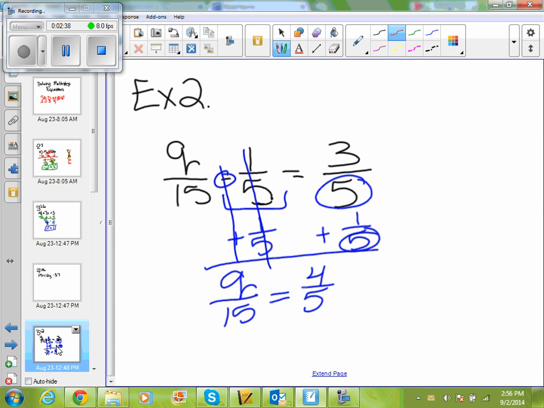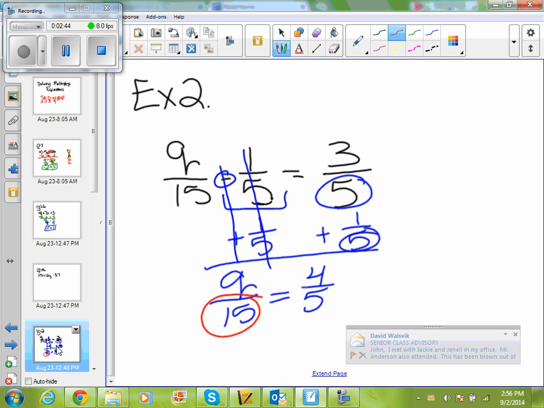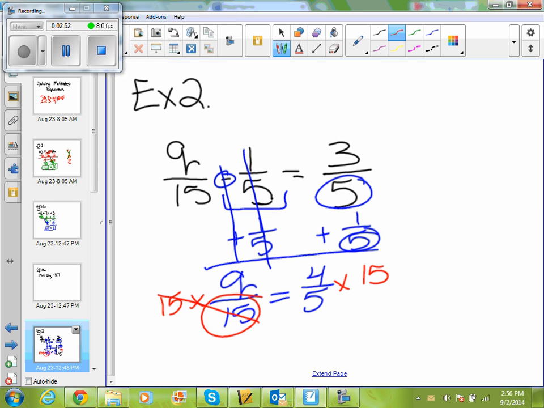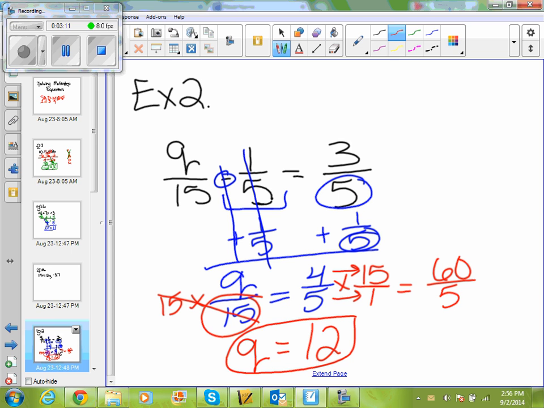Okay, so we still have q over 15. So we need to get rid of this divided by 15. And how do I get rid of division? Multiplication. So we're going to multiply by 15. Those cancel. Q equals, this is like 15 over 1. And I'm going to multiply straight across. 4 times 15 is 60. 5 times 1 is 5. But this reduces. 60 divided by 5 is 12. So this is like division. We take our top number divided by our bottom number, and then we get 12.